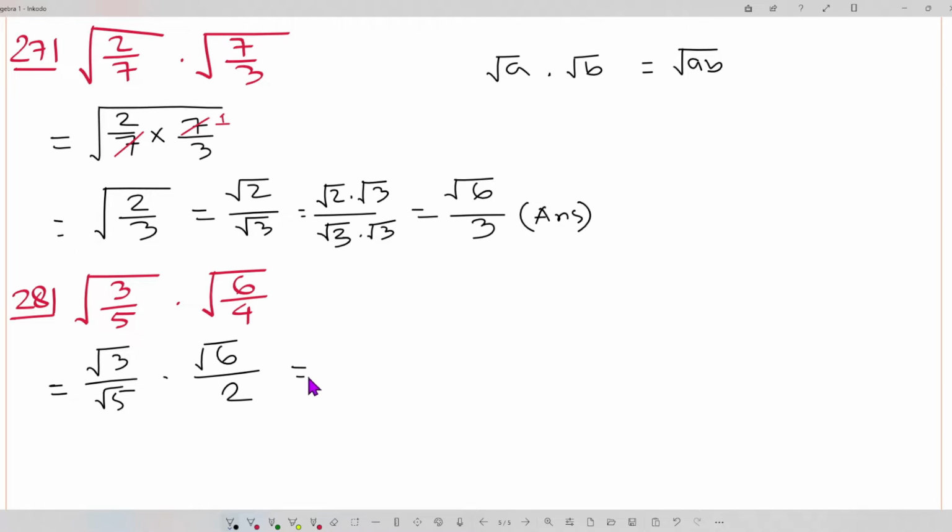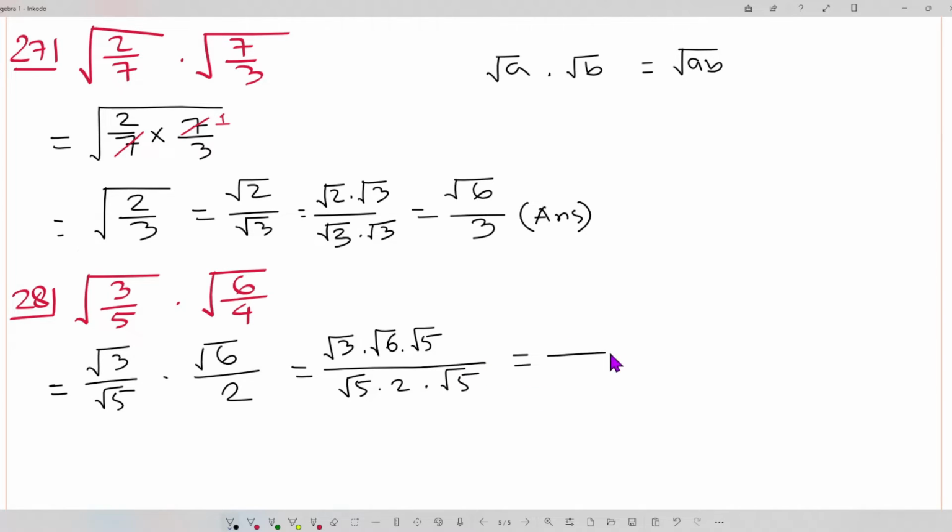So now here is a root 5 in the denominator, but we will not keep this one. Therefore we can write root 3 times root 5, sorry, here is root 6, right? Root 6 times root 5, and in the denominator root 5 times 2 times root 5, a similar thing.